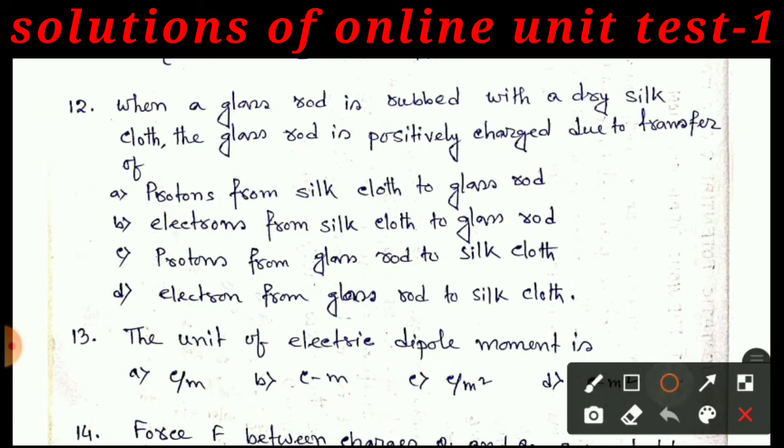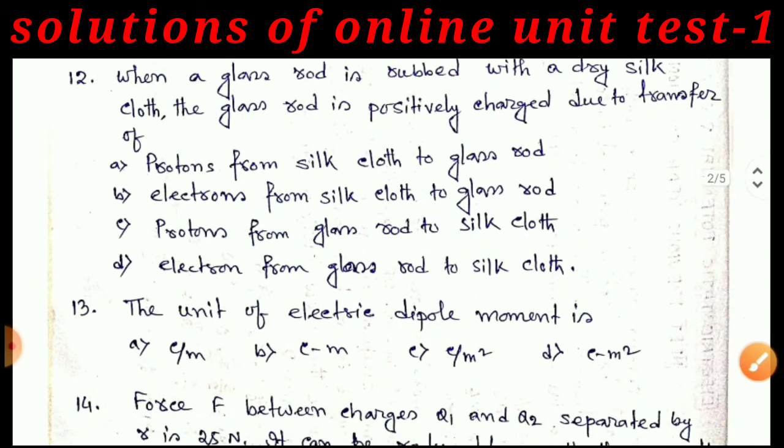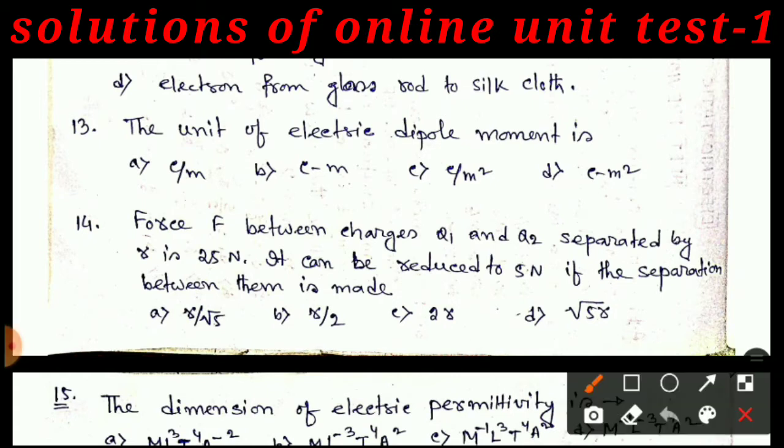here the glass rod is positively charged, it means electrons go out from the glass to the silk. So option D is the right answer, electron from glass rod to the silk. Next is question number 13: unit of electric dipole moment. Unit of electric dipole moment is coulomb meter.